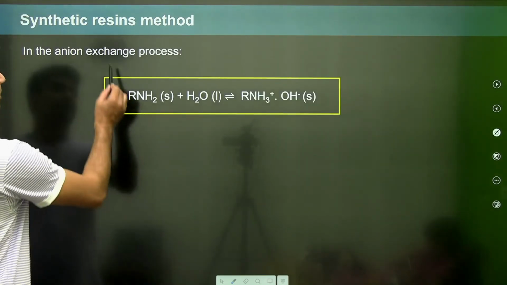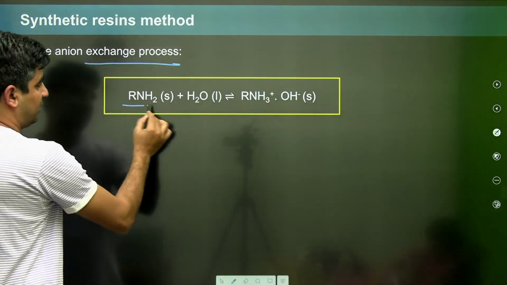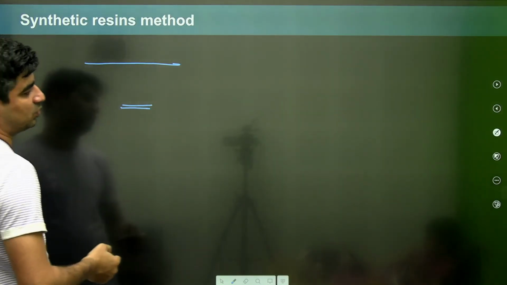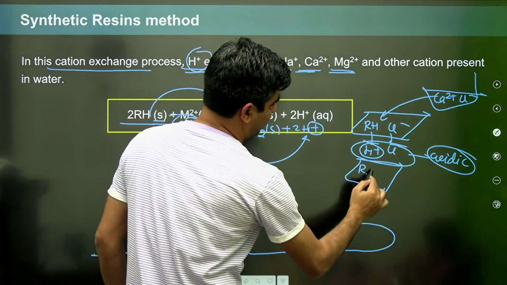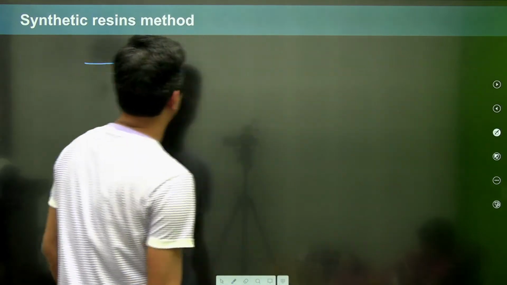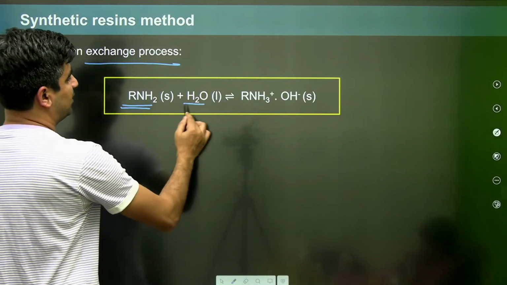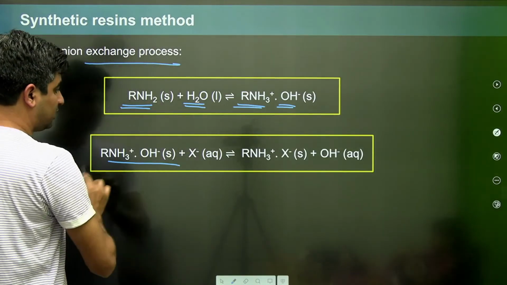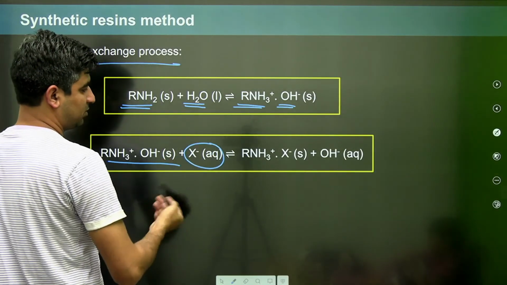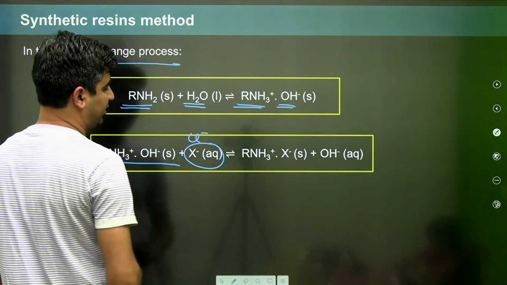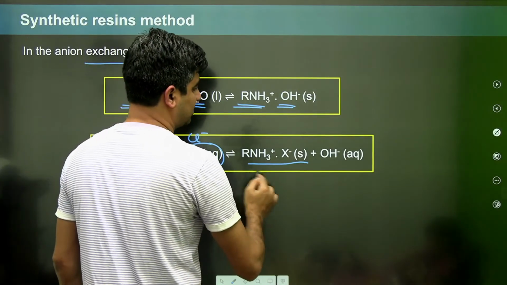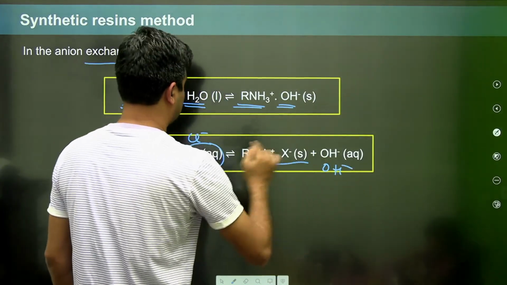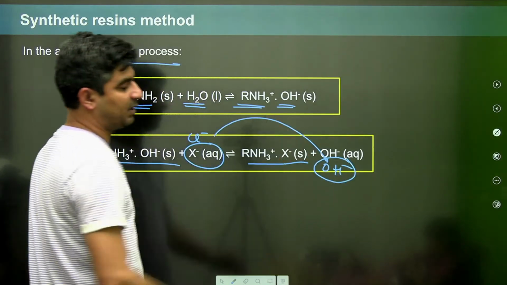So in this anion exchange process we have RNH2. So here we will have something like RNH2. So RNH2 plus water will form RNH3 plus OH minus solid, and X minus. So X minus can be chloride. It will be replaced by this OH minus. So just look at it: chloride is being replaced by OH minus.